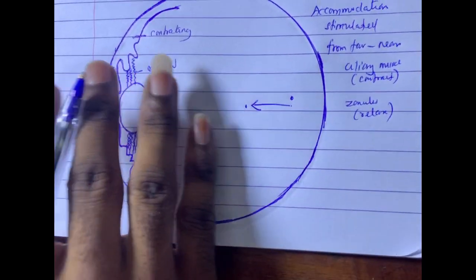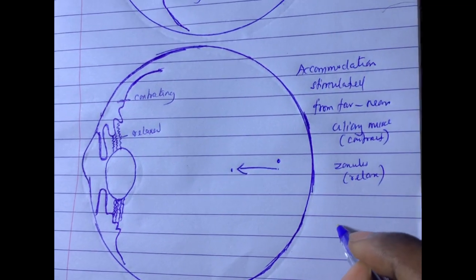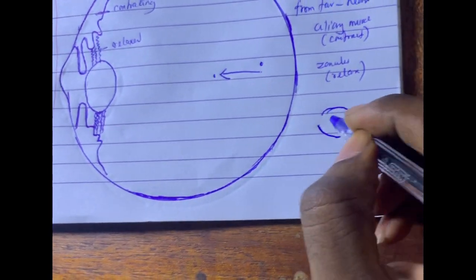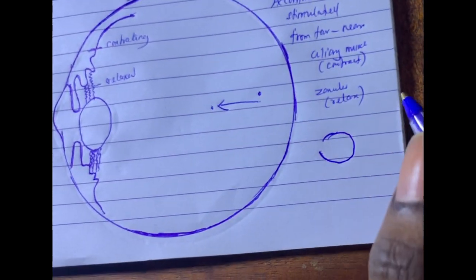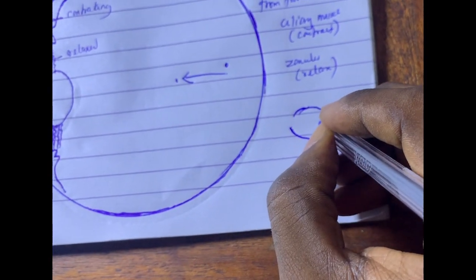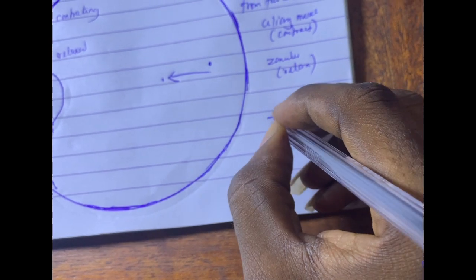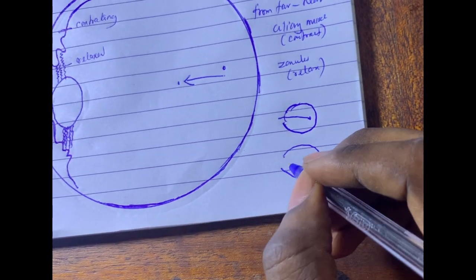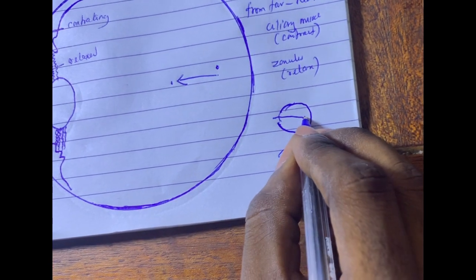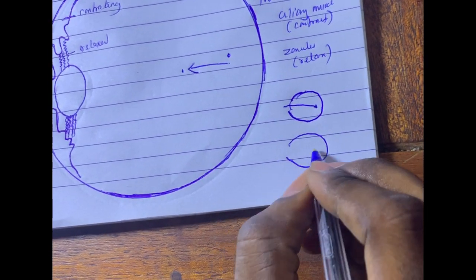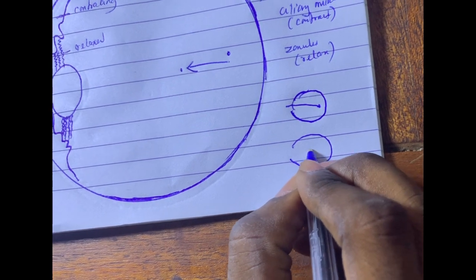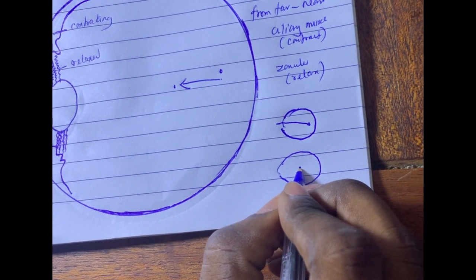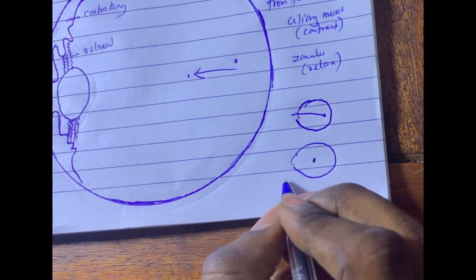For instance, let me give a very critical example. Let's say I have this eye here. Whenever I'm not accommodating, my light rays will focus somewhere here. But whenever I accommodate, I bring the light rays more forward. So the more I accommodate, the more the light rays are focused in front of the retina.